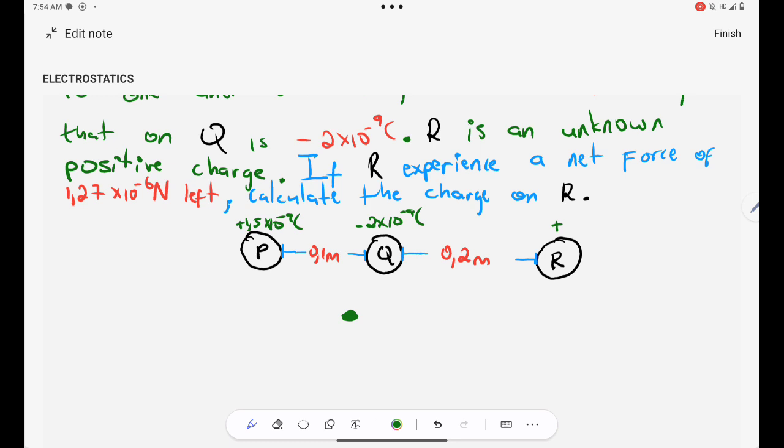For charge R, between charges R and Q, I have an attraction force. Why? Because Q is negative and R is positive. So R will be pulled by charge Q towards the left. This will be the force that exists between charges Q and R. Are you together?